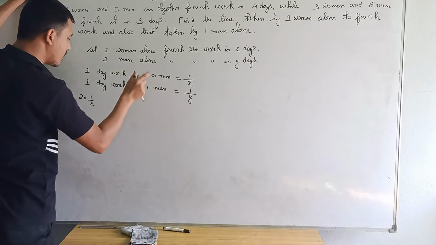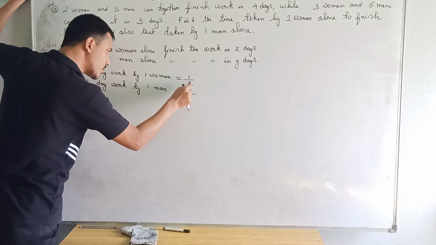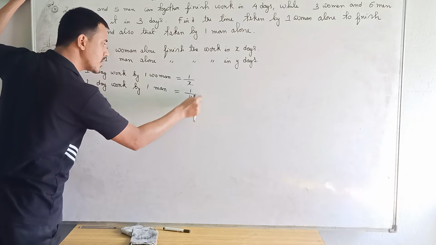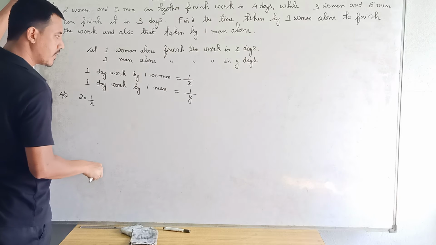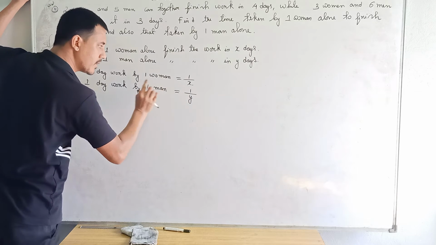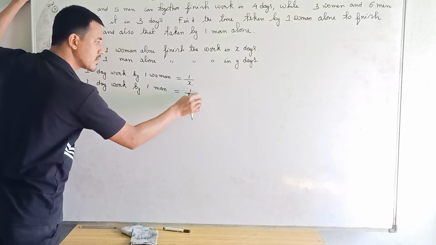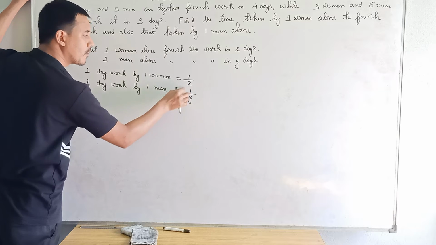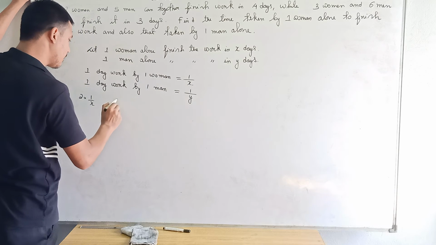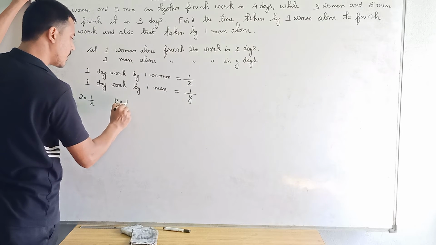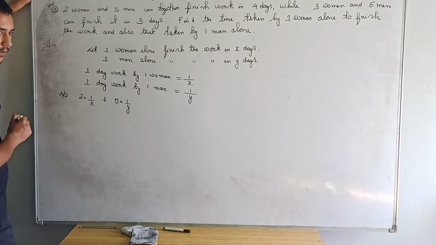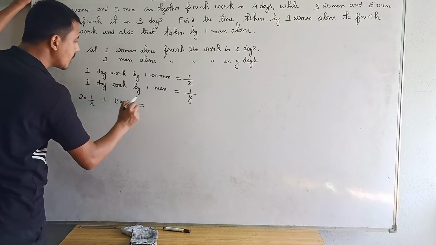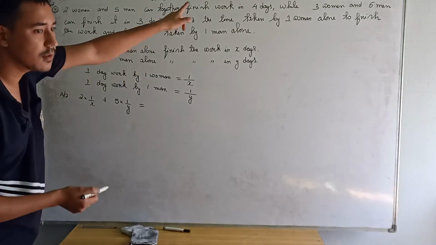In 1 day, 1 man can finish only this much work. Then if 5 men work together, in 1 day they can finish 5 times the work done by 1 man in 1 day, right? So 5 times 1 by y. They are working together, so plus. Okay? Now if they work together, they can finish it in 4 days.